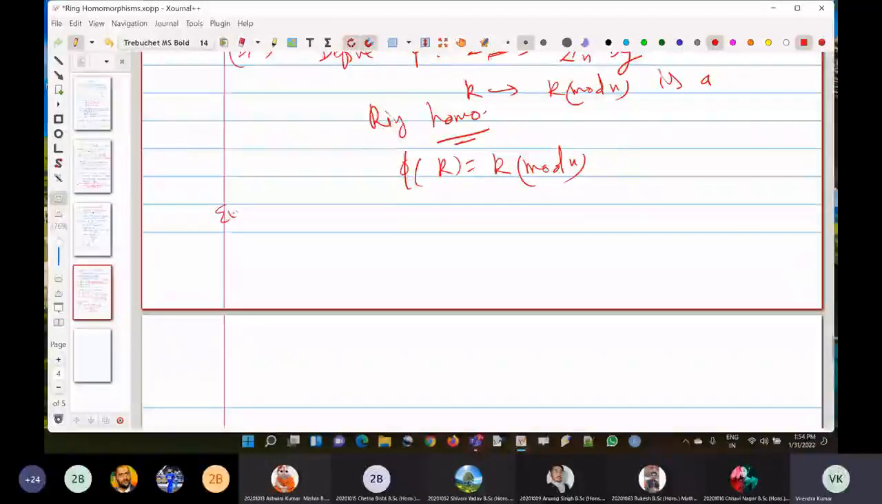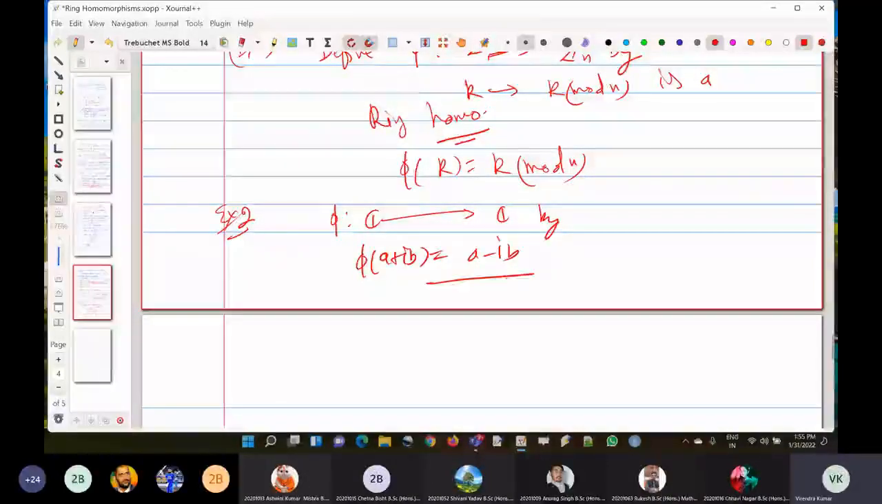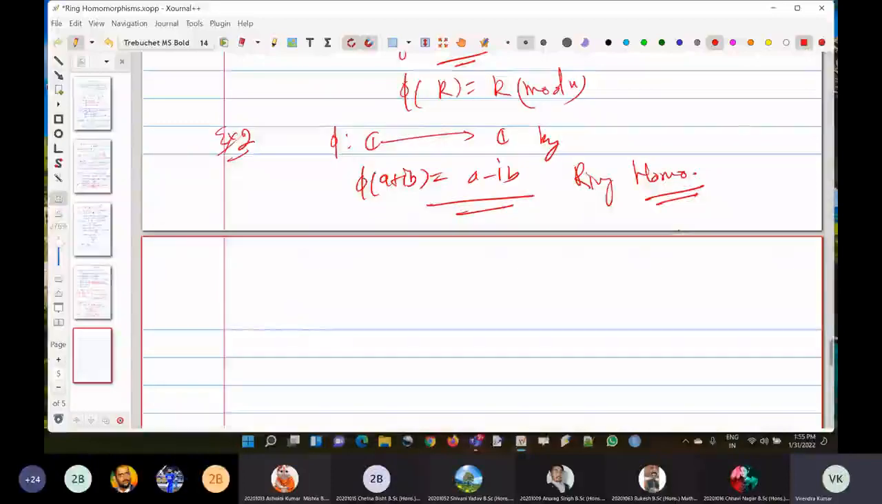Next, example number 2 of your book says that the mapping from the set of complex numbers to the set of complex numbers, where they define phi of a plus ib equals a minus ib, is a ring homomorphism. So all these examples you can verify.